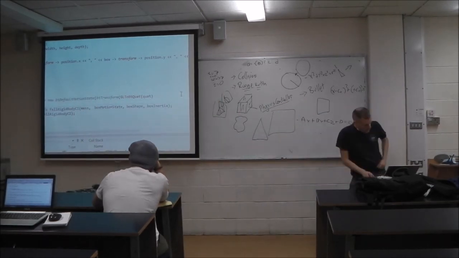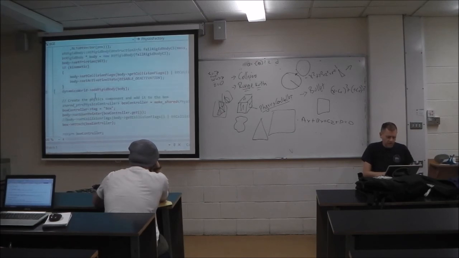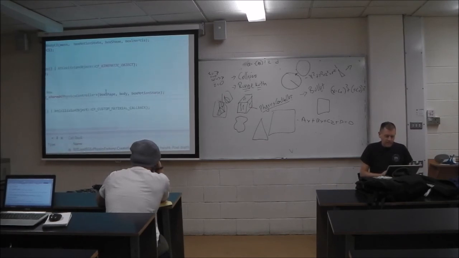So then I make that motion shape, and function F10 here, stepping over, making the rigid body, setting the coefficient of friction, adding the rigid body to the scene. Now create my physics controller, okay? The physics controller takes the box shape, the body, and the motion state.